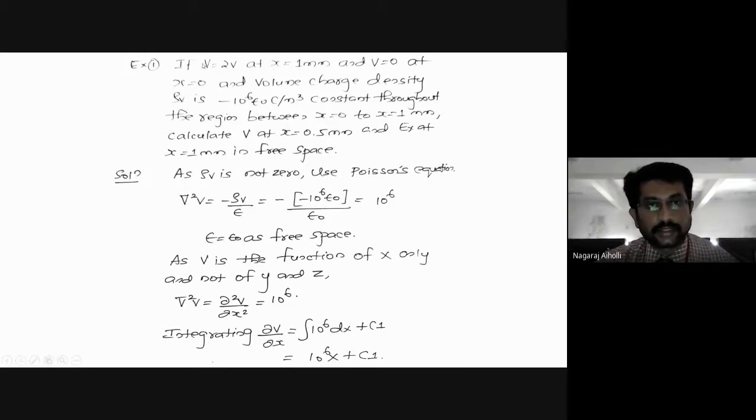Take this example. If V is equal to 2 volts at x equal to 1 millimeter and V equal to 0 at x equal to 0, and volume charge density rho V is minus 10 raised to 6 epsilon naught coulomb per meter cube, constant throughout the region between x equal to 0 and x equal to 1 millimeter, calculate V at x equal to 0.5 millimeter and Ex, that is electric field intensity, at x equal to 1 millimeter in free space. Quickly note down this example. Statement of the problem.